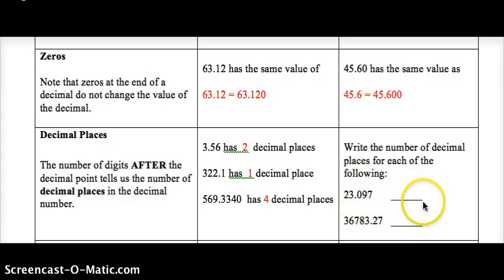Okay, hopefully you've already done this. Remember, 23 is the whole number part. There's our decimal point, and then we've got 1, 2, 3 digits after the decimal point. So therefore, this first number has 3 decimal places. And the second number, 36783, is my whole number part. There's my decimal point, and there the 27 is in the decimal part of the number, so I've got 2 decimal places, because we've got 2 numbers after the decimal point.